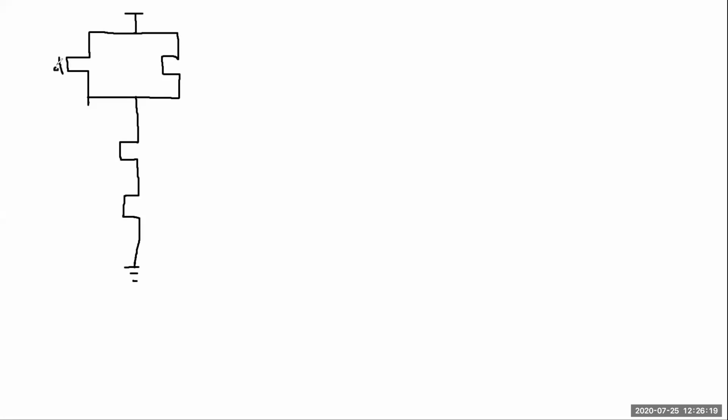This is PMOS. This is your A. This is your B. A. B. Right? And this is your output. By the way, this is not the output. Here you have a 3-input NOR gate, right? So we'll draw a NOR gate now.